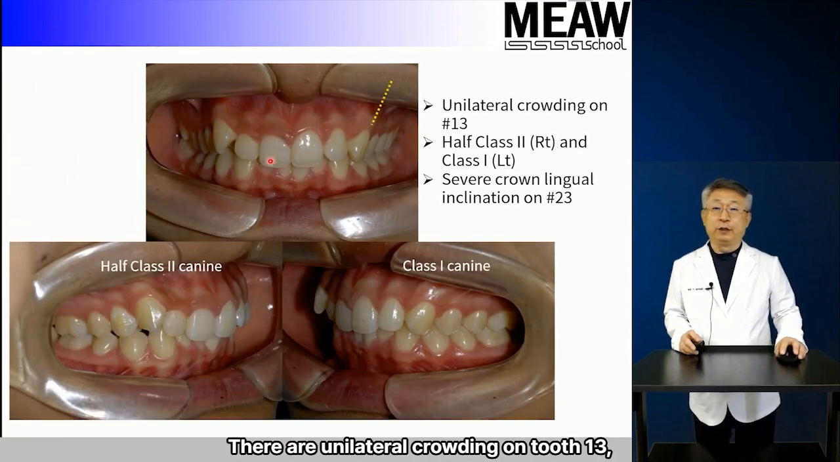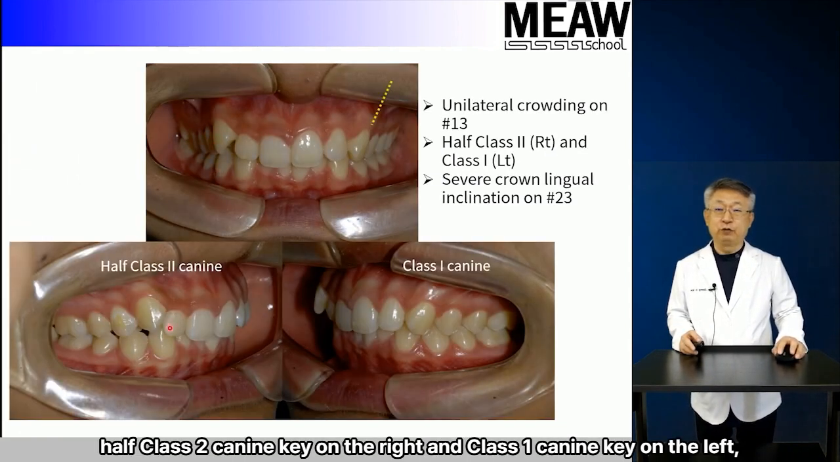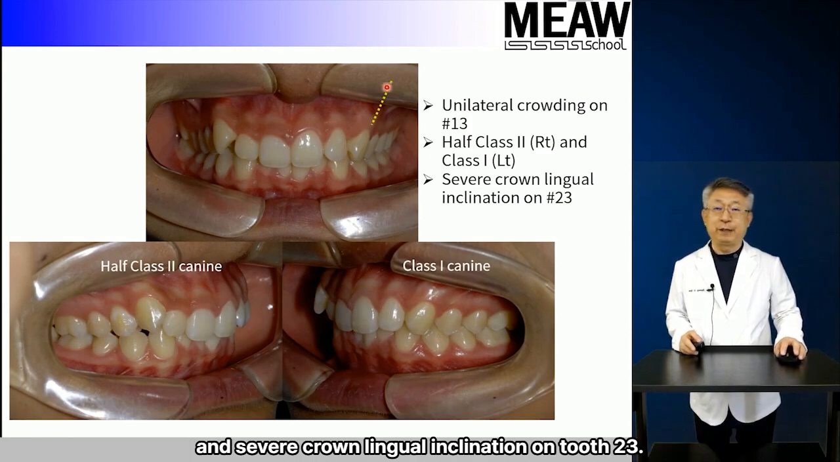There are unilateral crowding on tooth 13, half class 2 canine key on the right and class 1 canine key on the left, and severe crown lingual inclination on tooth 23. As a result, the mandible deviates to the right.